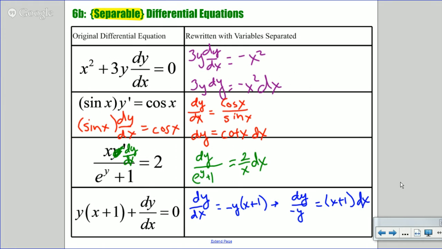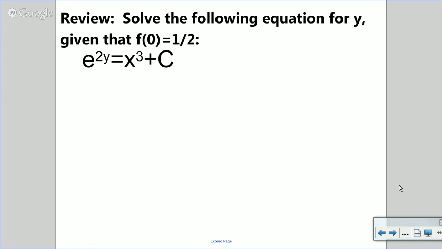Okay, again, this is the first step in solving any differential equation, so I want to do just a few examples where we just work with separating the variables. Okay. All right, if you'd go ahead and write this example down, please. We're still not going to solve a differential equation quite yet.